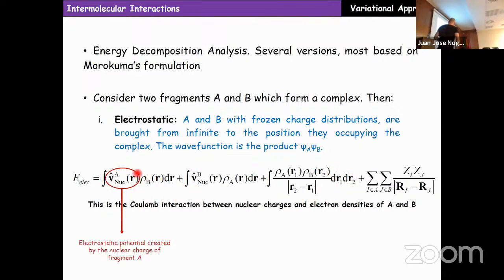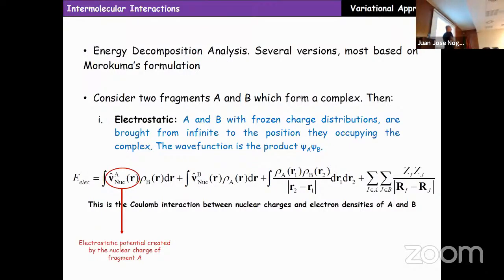This one, for example, the first one, is the core attraction between the nuclei from fragment A and the electrons, represented by the electron density, of fragment B. This is the same for the attraction of nuclei from B to electrons of A. This is the Coulomb repulsion between electrons from A and B. And finally, we have the interaction between the nuclei from A and B. This is the electrostatic interaction. Very simple idea.